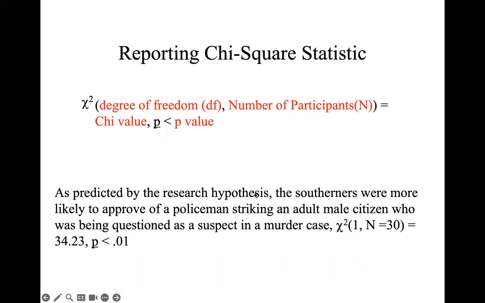As predicted by the research hypothesis, the Southerners were more likely to approve of a policeman striking an adult male citizen who was being questioned as a suspect in a murder case. And this is how you report it. The correlation, of course, I hope you'd utilize more of the Pearson product moment correlation, but I'll leave that to your statistics class to explain.